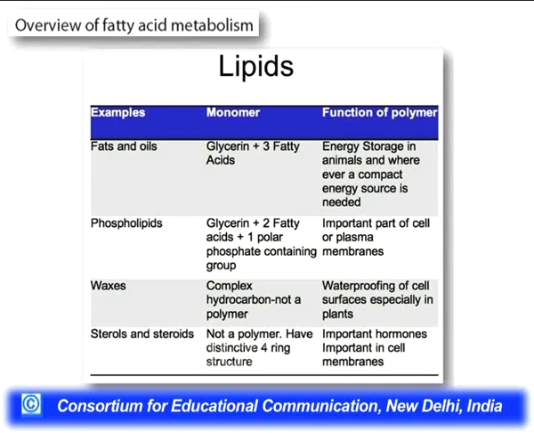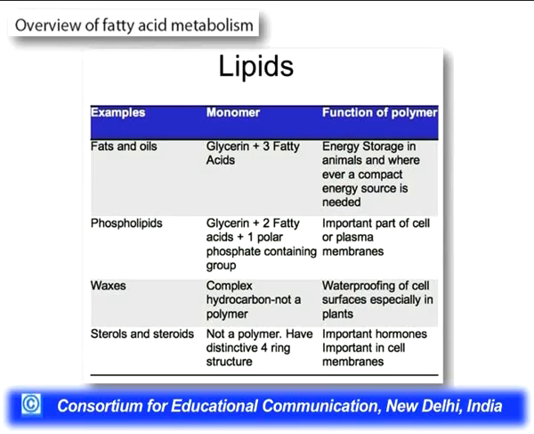Then comes the second class, which are called the phospholipids. The phospholipids are nothing but an addition of a phosphate group to a lipid molecule. These phospholipids play a very important and essential part of the plasma membrane or the cell membrane. The third category is the waxes, which are complex hydrocarbons and which are essential for waterproofing of the cell surface, especially in the plant cells.